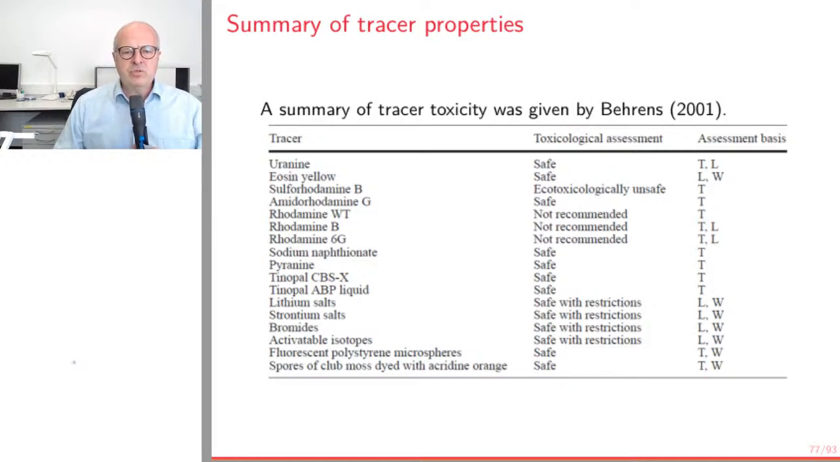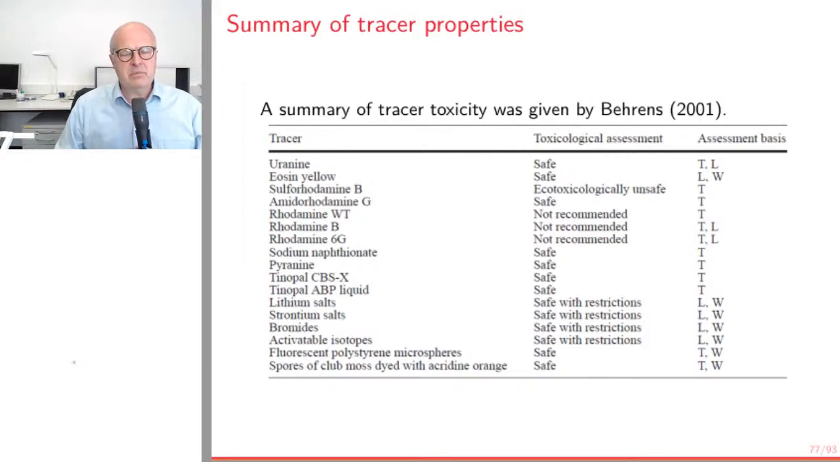but you should not use rhodamine WT, you should not use rhodamine B, and not use rhodamine 6G. The amidorhodamine or sulforhodamine are... amidorhodamine is a different story. This is okay. Sulforhodamine is ecotoxicologically unsafe. So it has an impact and may have an impact on microbiological organisms in a river. So there is no significant risk for humans. So this leaves us with amidorhodamine G as the best tracer for rivers.